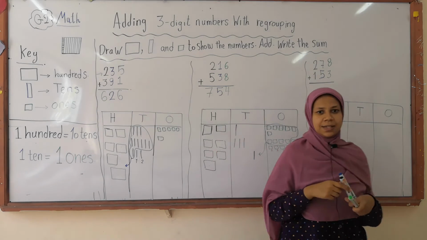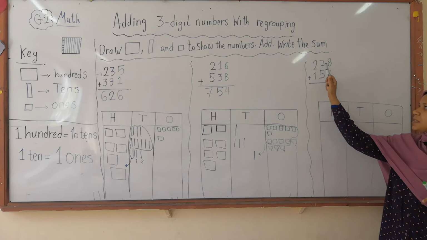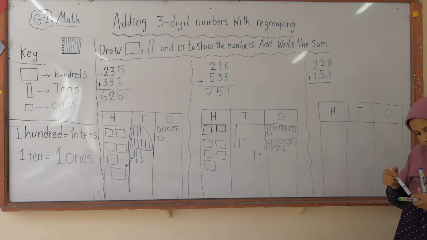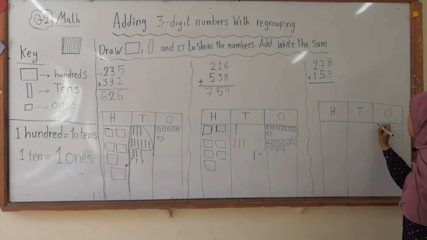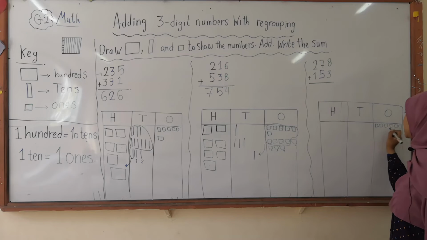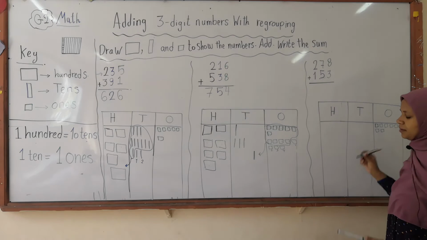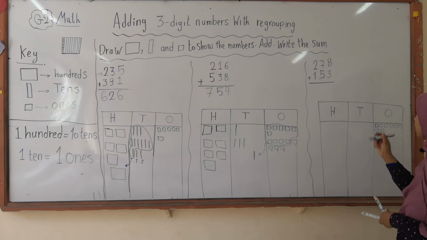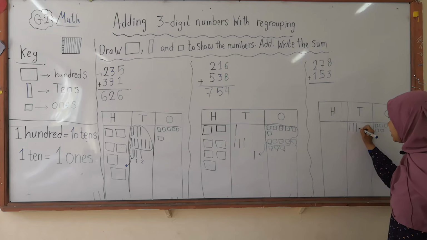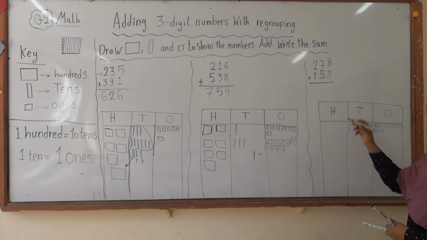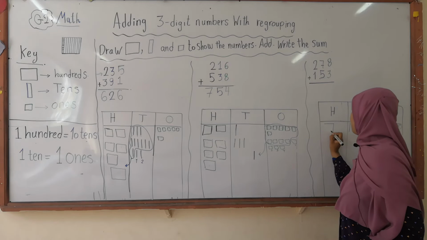The last example معانا, 278 plus 153. Start with ones. Draw 8 in the ones. 1 2 3 4 5 6 7 8. And how many in the tens? 7. 1 2 3 4 5 6 7. And how many in the hundreds? 2.